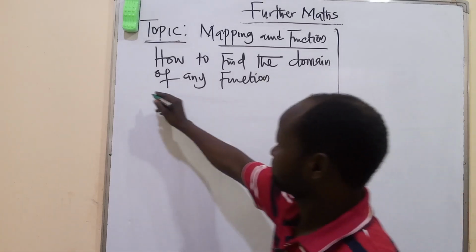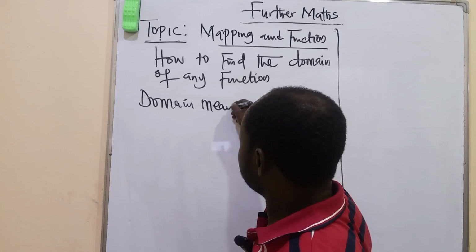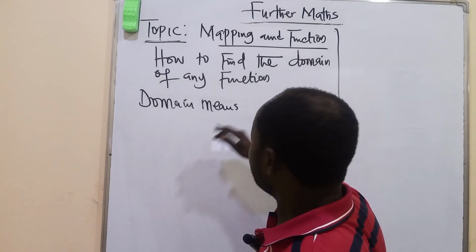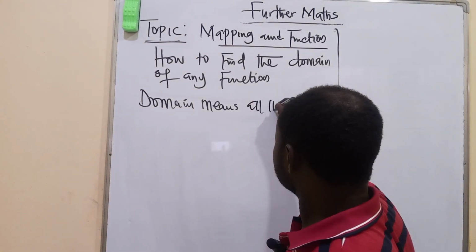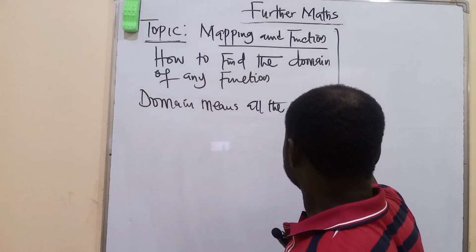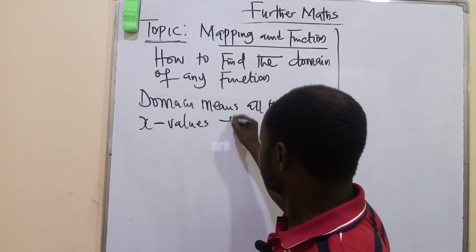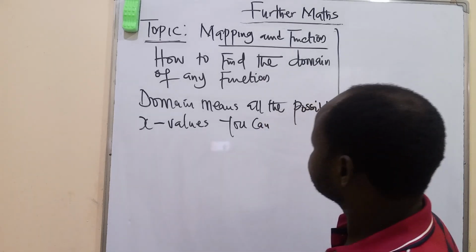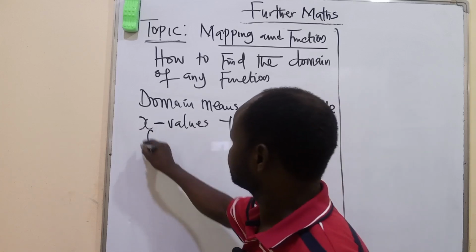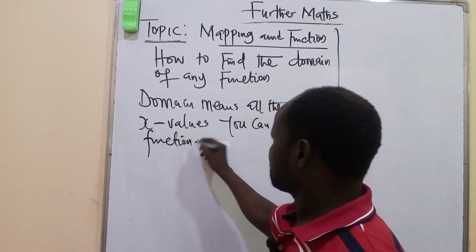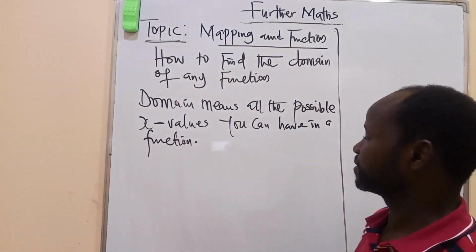What do we mean by domain? Domain means all the possible x values you can have in a function. In other words, all the x values that are allowed in a function is called the domain.